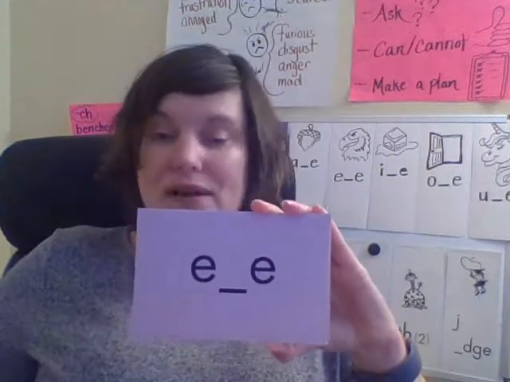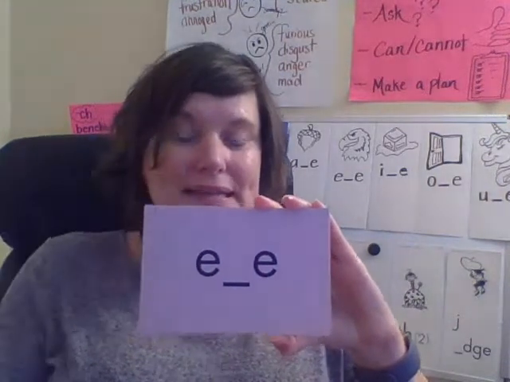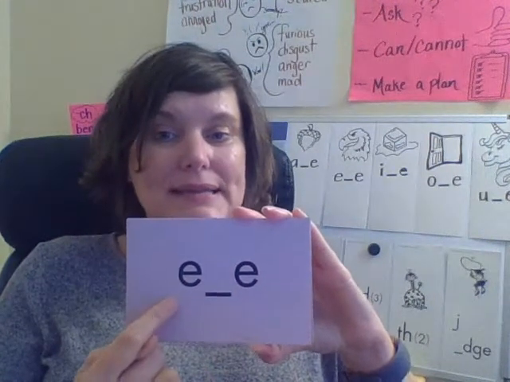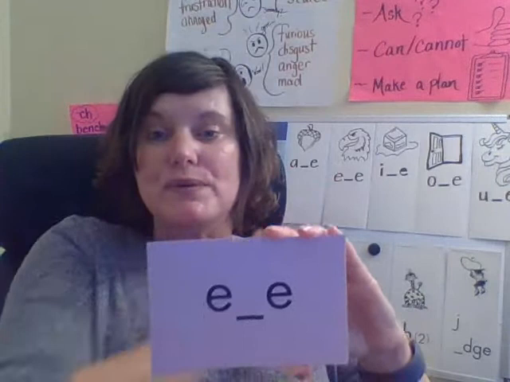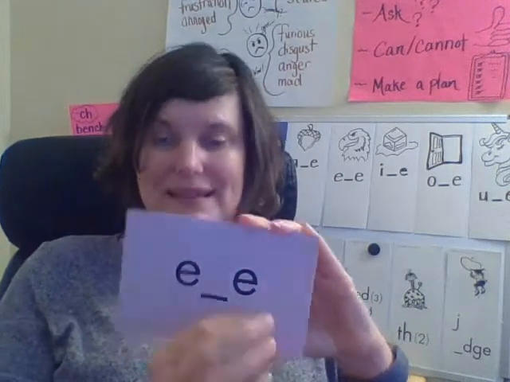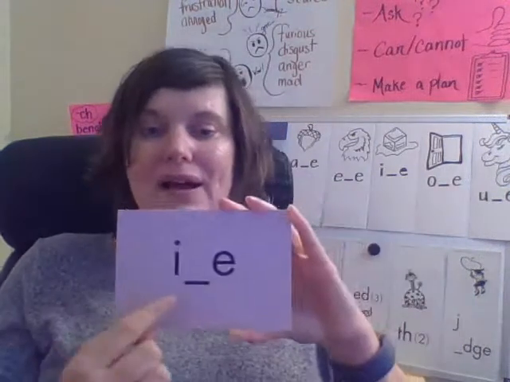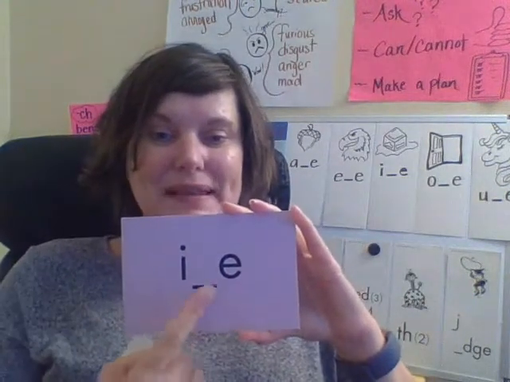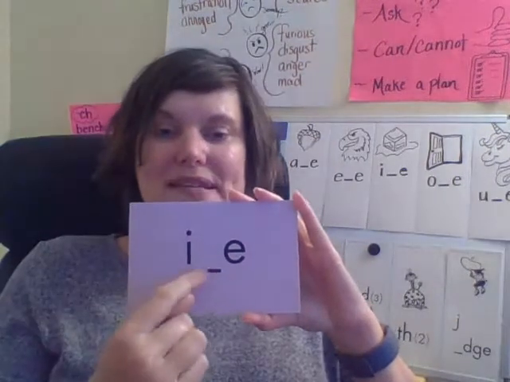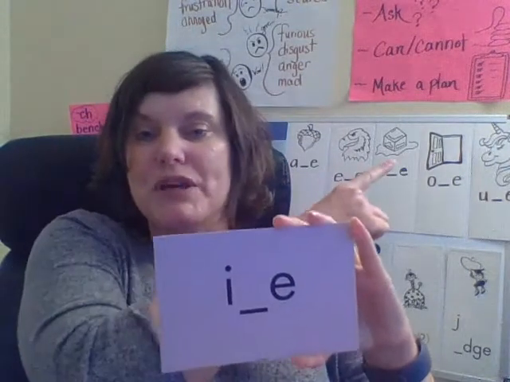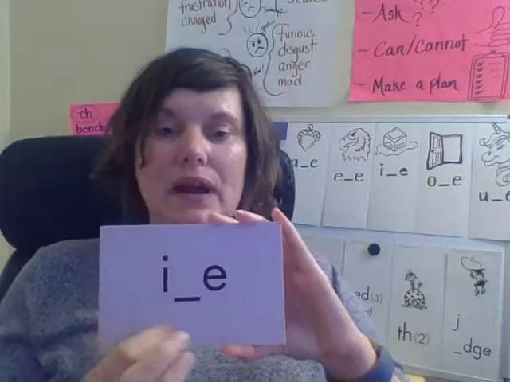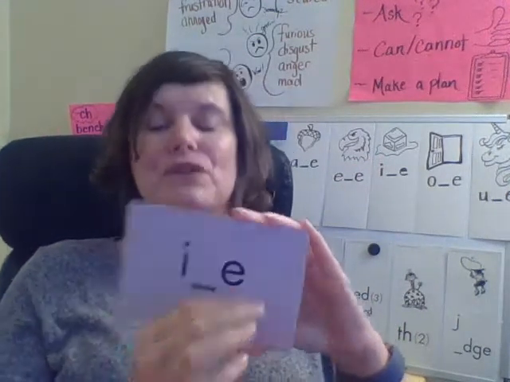This one also is our silent E syllable type because the E at the end is silent and it helps this E say its name. And our picture cue is the eagle. Together, E. Your turn? E. Good job. Okay, what do you notice at the end of the spelling? Silent E syllable, which makes this a long vowel. Remember, our picture cue is ice. Okay, so this is I. Together, I. Your turn? Good.